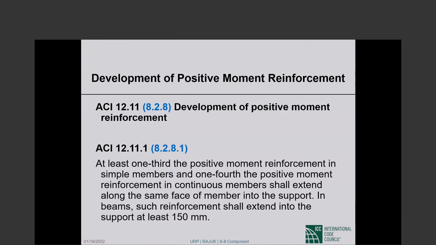Okay? So at least 1/3 the positive moment reinforcement in simple members, and 1/4 the positive moment reinforcement in continuous members shall extend along the same face of member into the support. So the bottom reinforcement in a beam: if it is a simply supported beam, 1/3 must continue into the support. If it is a continuous beam, at least a quarter must continue into the support. In beams, such reinforcement shall extend into the support at least 150 millimeters.